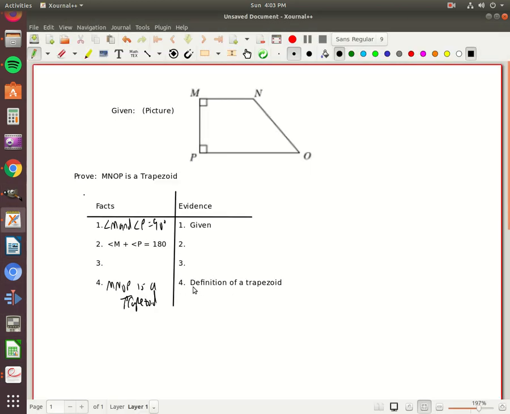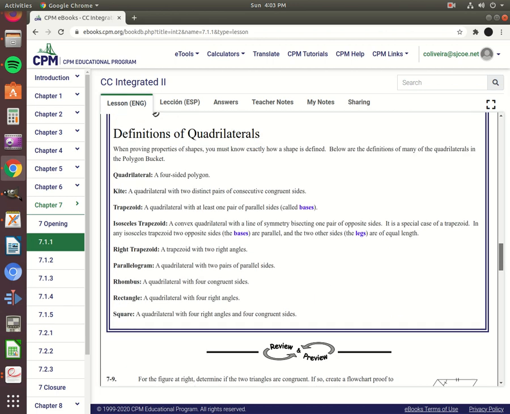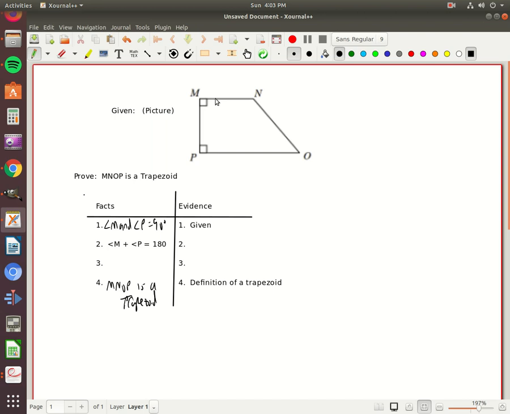Know your shapes and definitions is going to be a really big one here. I need to prove something is a trapezoid, but I have no idea what a trapezoid is. So I'm going to go here and look. A trapezoid is a quadrilateral with at least one pair of parallel sides. So it looks like I'm going to need to prove that MN and OP are parallel.